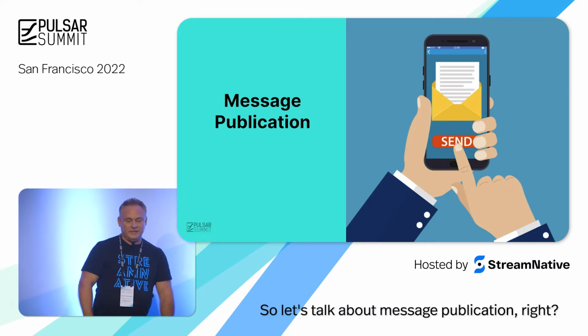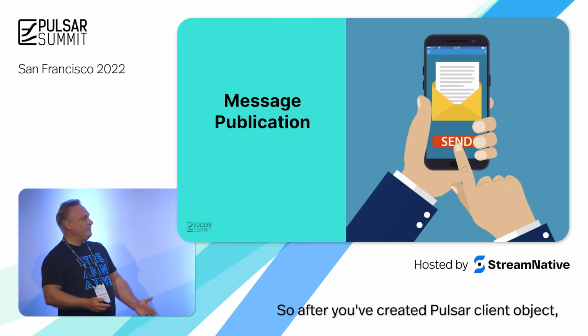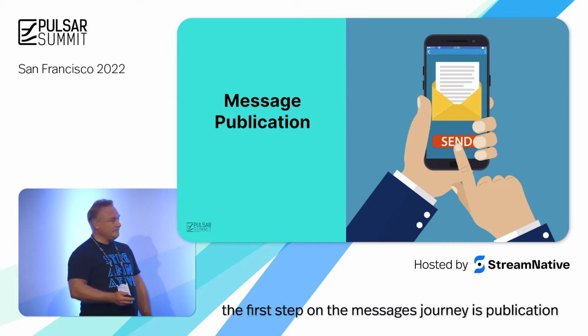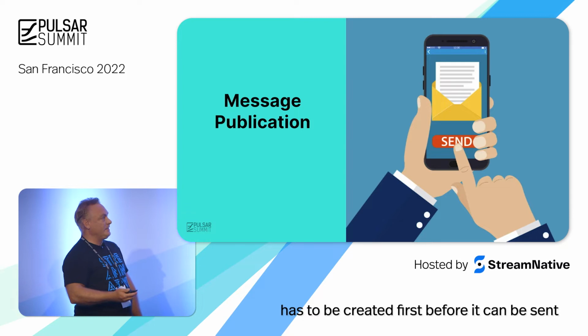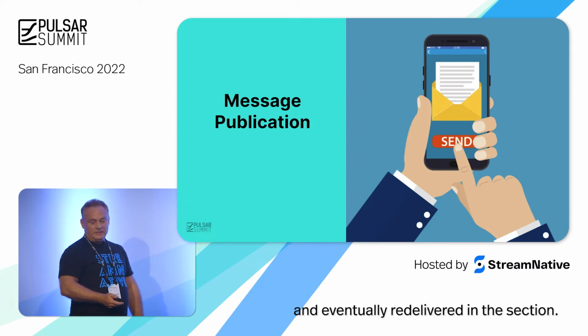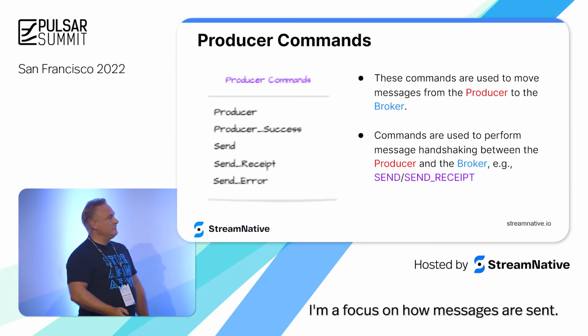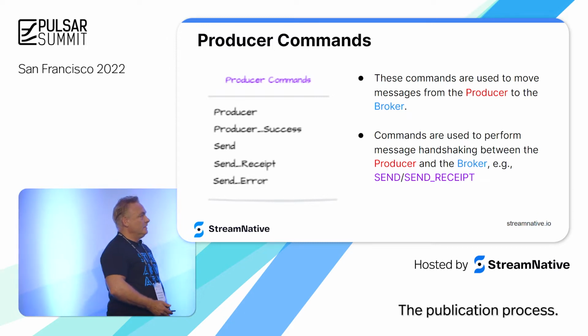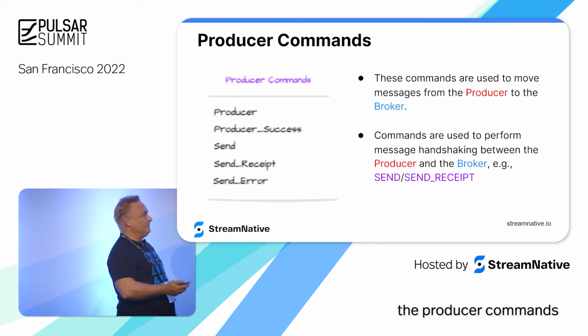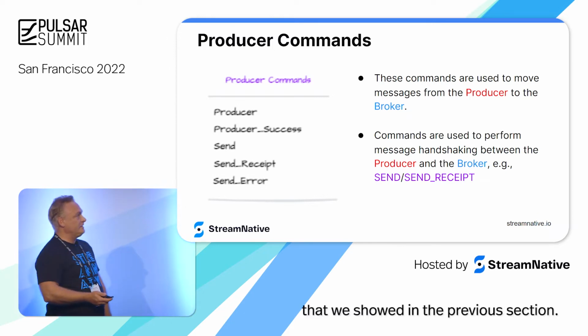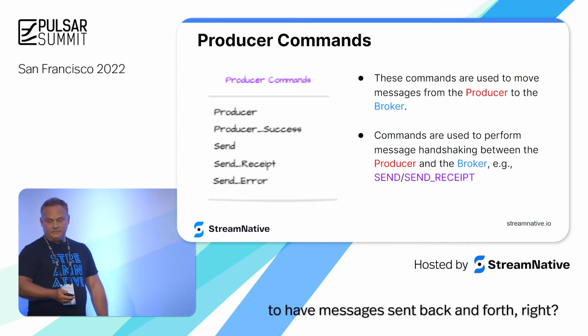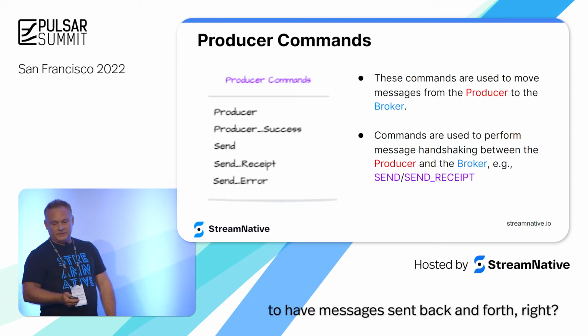So let's talk about message publication, right? So after you've created a Pulsar client object, the first step on a message's journey is publication. It has to be created first before it can be sent and eventually redelivered. In this section, I'm going to focus on how messages are sent, the publication process. So to do that, let's talk about the producer commands that we showed in the previous section. And these, again, are all used to have messages sent back and forth, right?